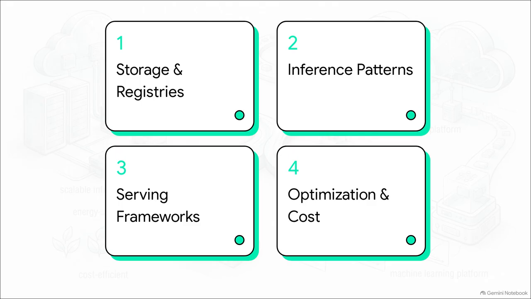To do that, we're going to trace the architecture top-down. Number 1, storage and registries. Number 2, inference patterns. Number 3, serving platforms. And finally, number 4, optimization and cost. Let's get right to it.